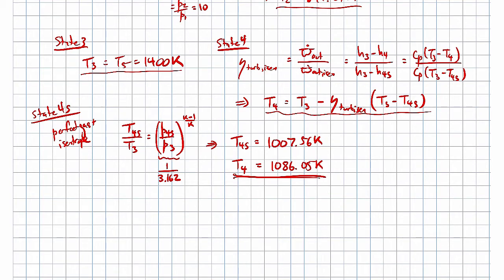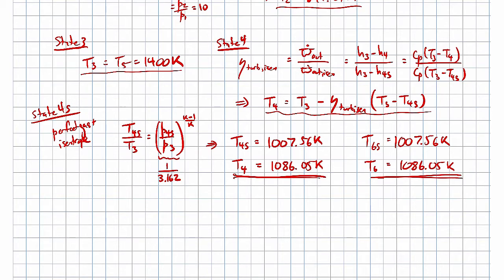T3 and T5 are the same. We have the same efficiencies. We have the same pressure ratio across the second stage turbine. So everything will be the same. So you'll find that T6S is also 1007.56 Kelvin, and T6 will be 1086.05 Kelvin. So it's all exactly the same.